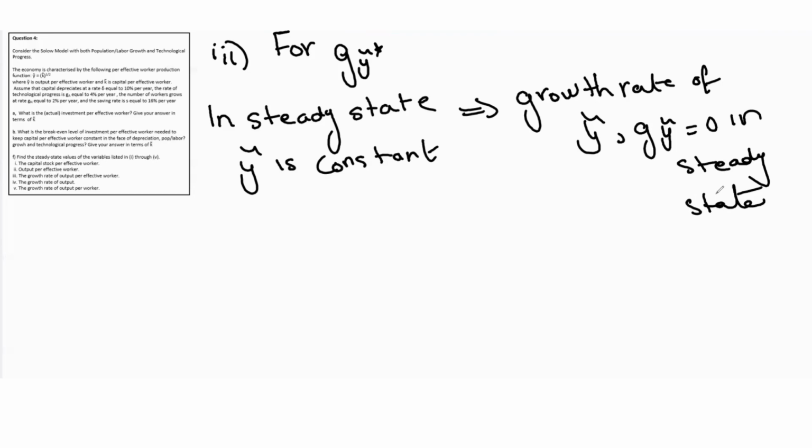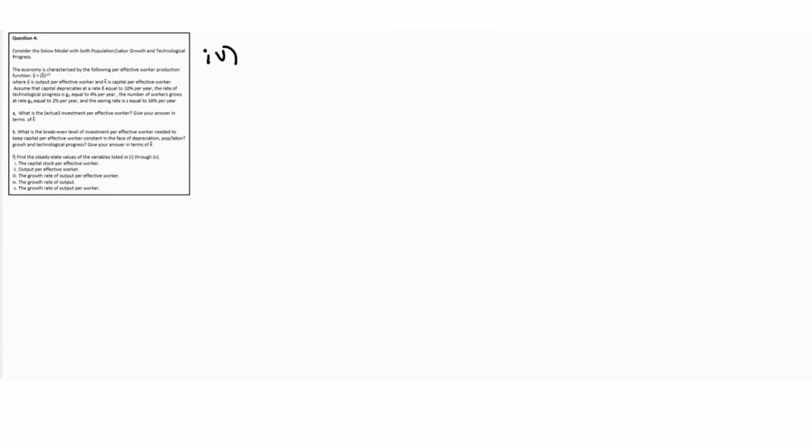When we did not have technological progress, then in the steady state, output per worker was constant. So its growth rate was 0 in the steady state. But now, once we introduce technological progress, our analysis is in per effective worker terms. So what is constant in the steady state is output per effective worker. So its growth rate is 0. Right?